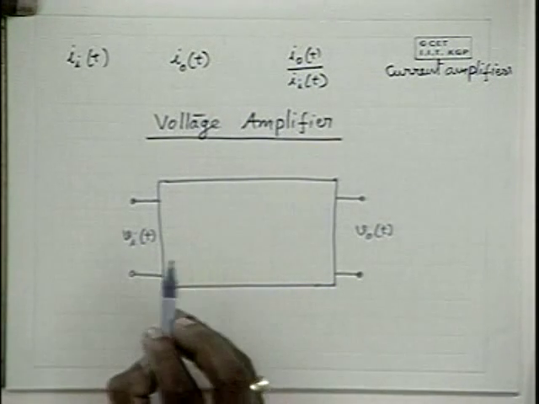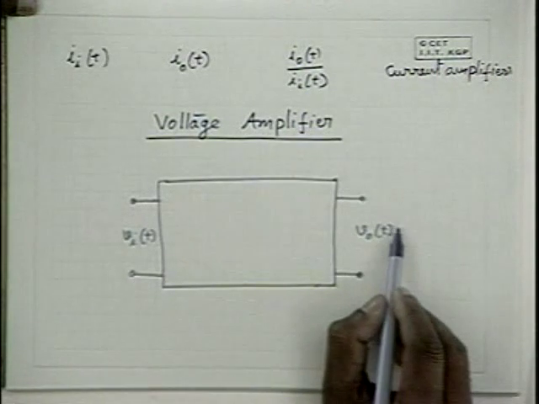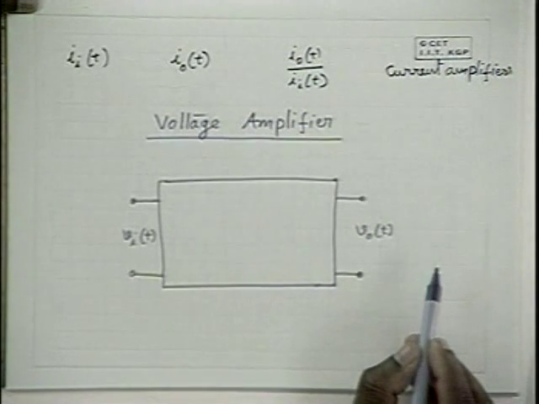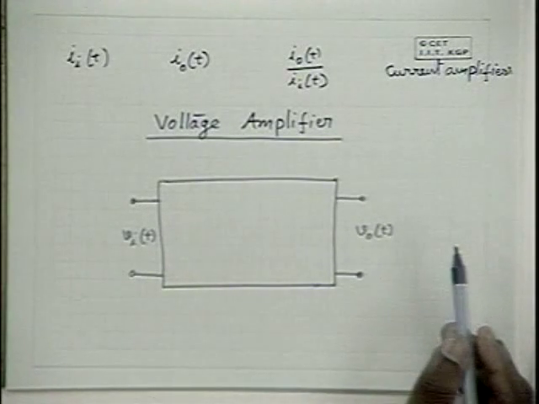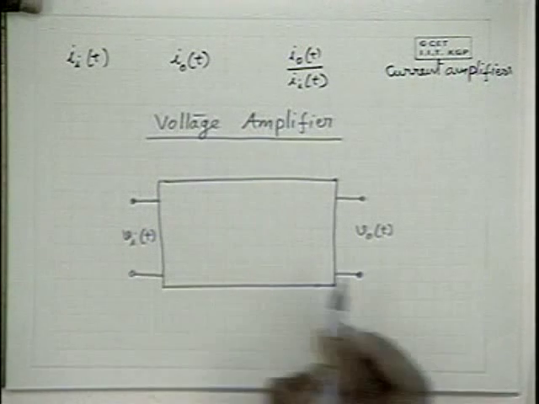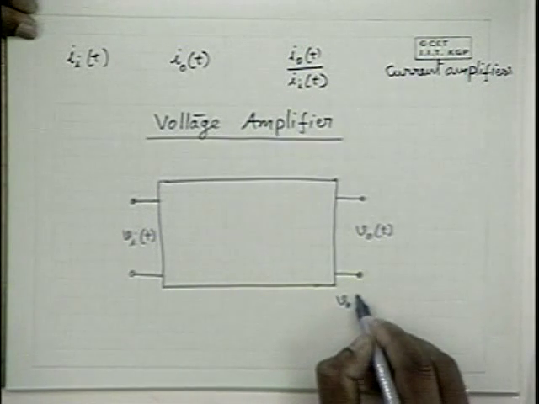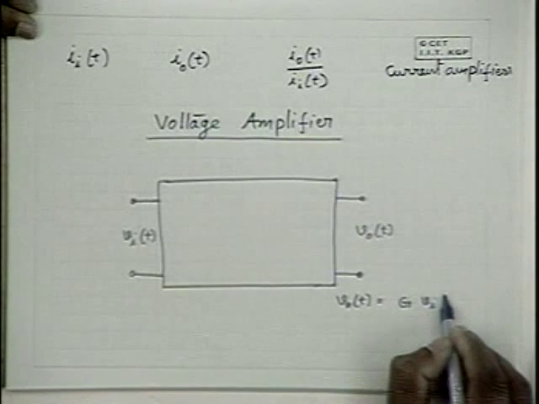As an example, if this is a 1 volt sinusoid, the output may be a 10 volt sinusoid at the same frequency and same phase, in which case the amplifier acts like just a multiplication by 10. So VOT is 10 times VIT, or in general, VOT is some gain G times VIT.